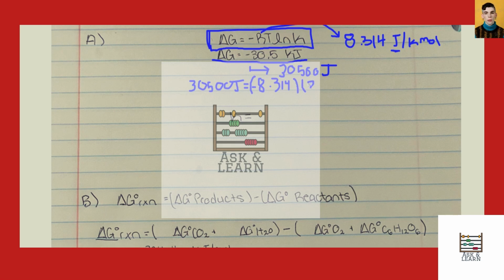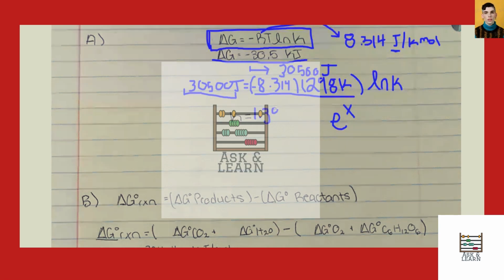times 298 Kelvin times ln K. So if you multiply these together and then divide this by that value, and then you can take e to whatever number you get, you will find K. So if you want to take a minute and do those calculations, you should get a K of 1.38 times 10 to the 5th.